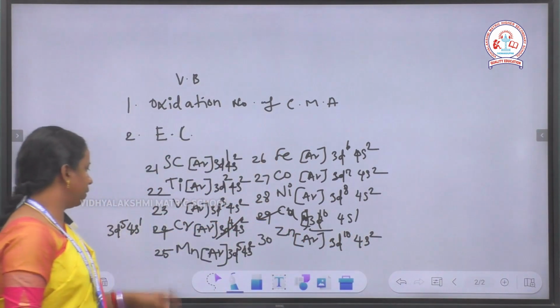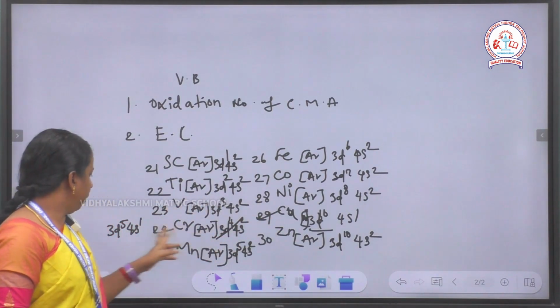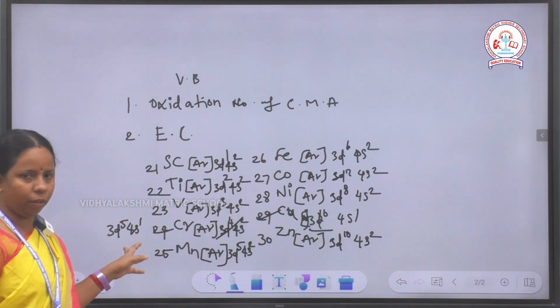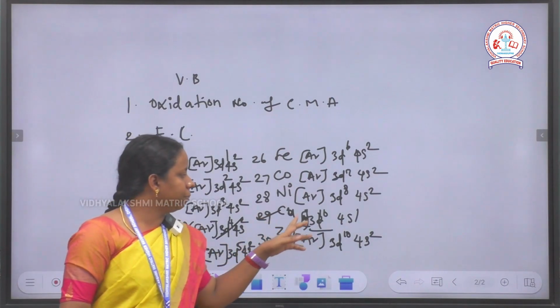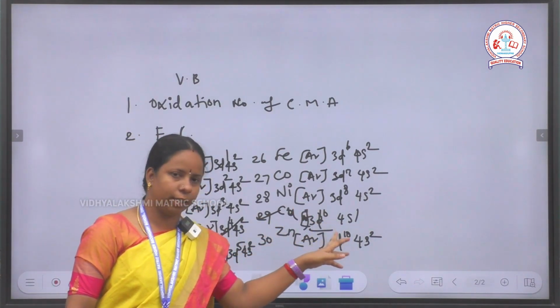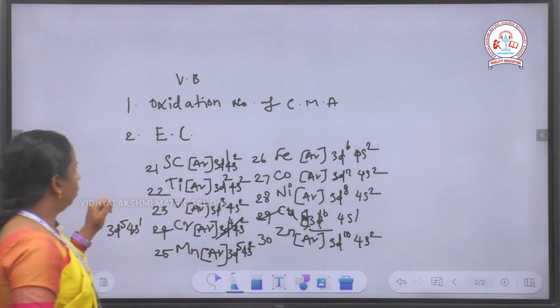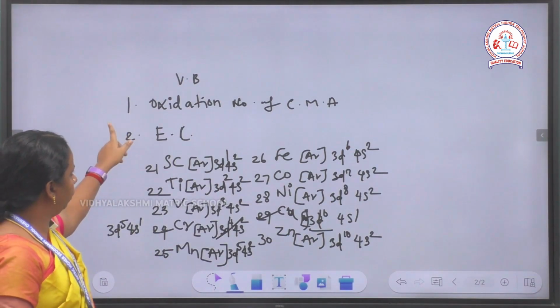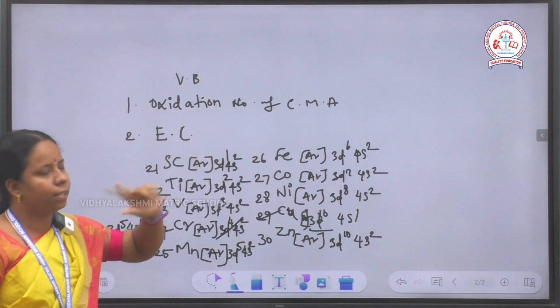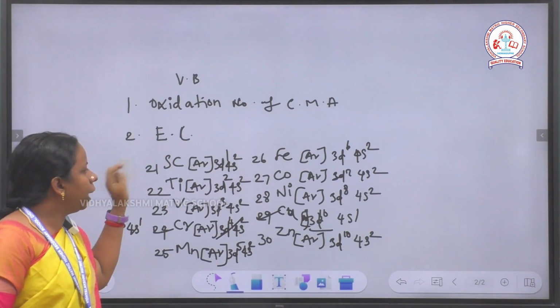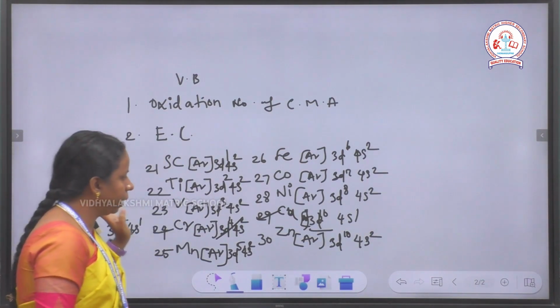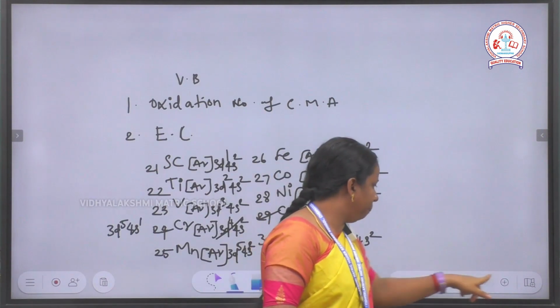So only chromium and copper show variation. Chromium exhibits 3d5, 4s1 electronic configuration and copper exhibits 3d10, 4s1 electronic configuration. So tip number 1 is the oxidation number of the central metal atom. Tip number 2 is the electronic configuration of the transition metal. Then move to tip number 3.